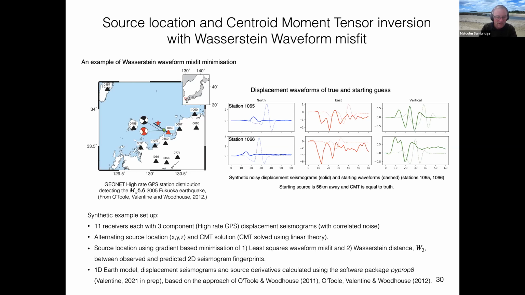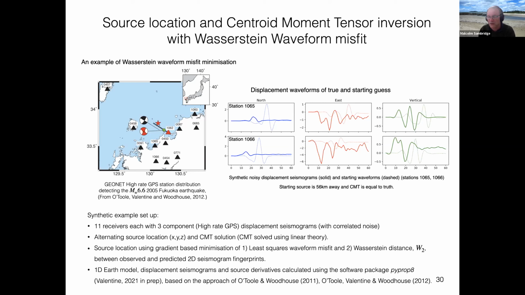So I'm going to have a joint source location and moment tensor inversion. We're going to use gradient based methods. I'm going to compare least squares to Wasserstein and see how well one converges in a bigger problem like this. And we have a 1D Earth model. So it's a more serious, larger problem. I actually have 11 seismic stations and 3 component data. So I have 3 times 11, 33 different sets of observed and predicted waveforms that I'm trying to fit simultaneously here.